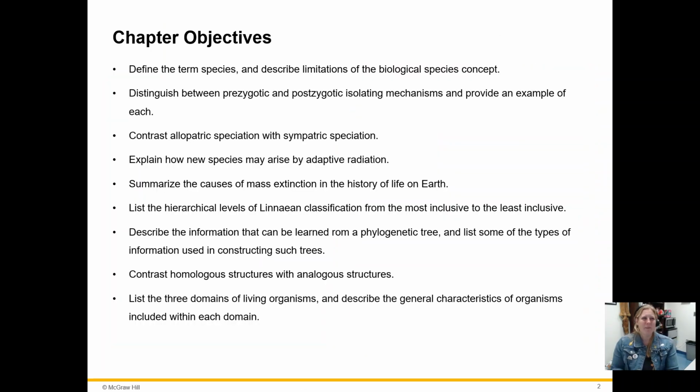Objectives, as always, make sure that you can go through these. Most of these are really related to one another. And if you remember, we talked about homologous and analogous structures within our support for evolution. So keep that in mind. Let's just jump into it.